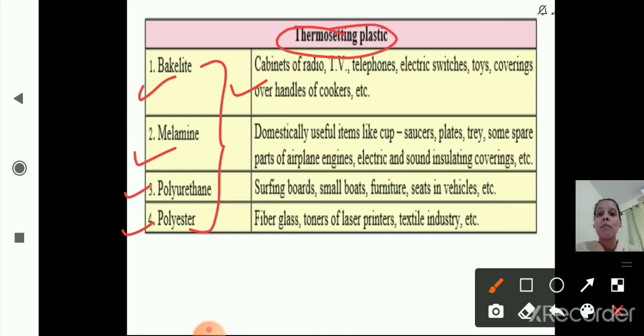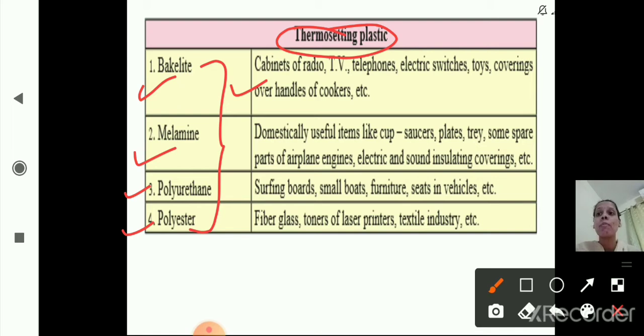We have seen the definition of thermosetting plastic. Once it is molded in a particular shape, on heating again it will not change its shape. So that type of plastic is called thermosetting plastic. And these are the different types of thermosetting plastic: bakelite, melamine, polyurethane, polyester. These are the different types and their uses are given.